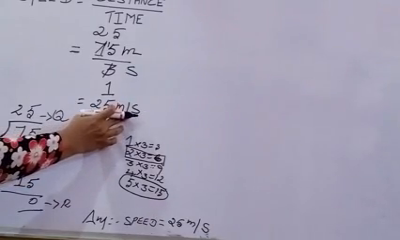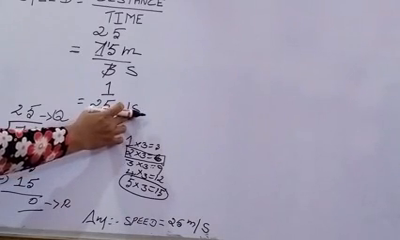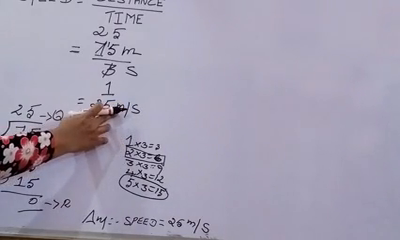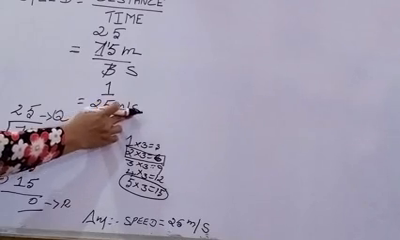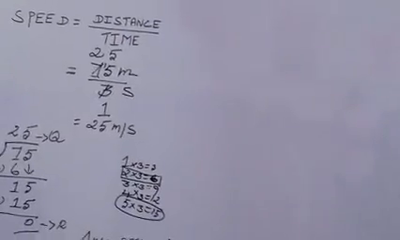The second should come in the denominator only. In the numerator, the meter has come. So, meter per second. That is very important. Children, in this session, you studied how to find the speed when they give the distance and the time. I hope you all learned well. Thank you, children.